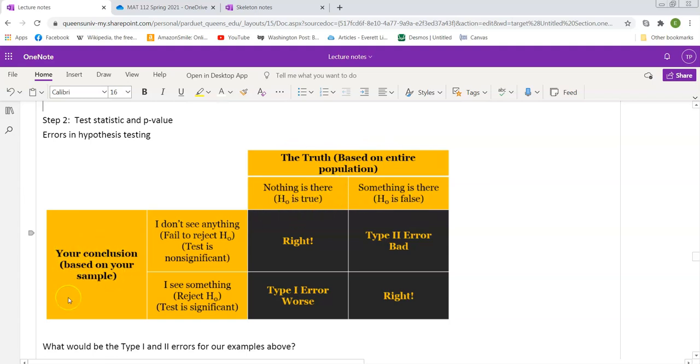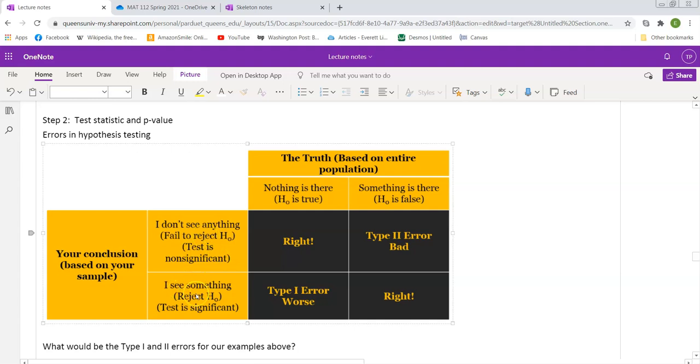And then we take a sample and then we run our hypothesis test. And the conclusion of the hypothesis test could be that we reject H0. And language we use to describe that is when we reject H0, we say that the test is statistically significant. Or if we fail to reject H0, we say it's non-significant. Not insignificant, but non-significant.